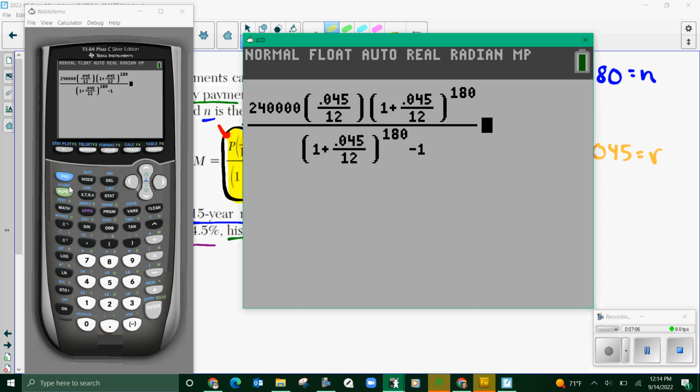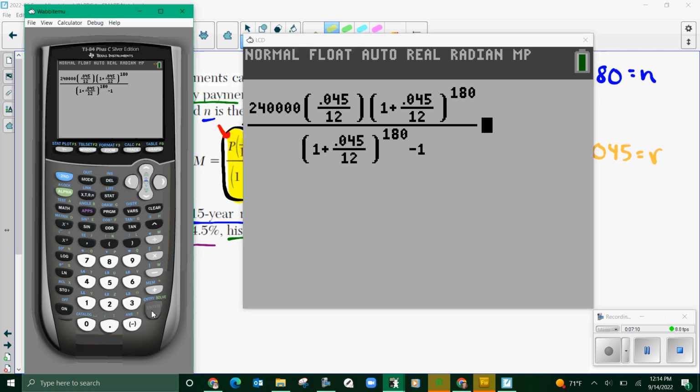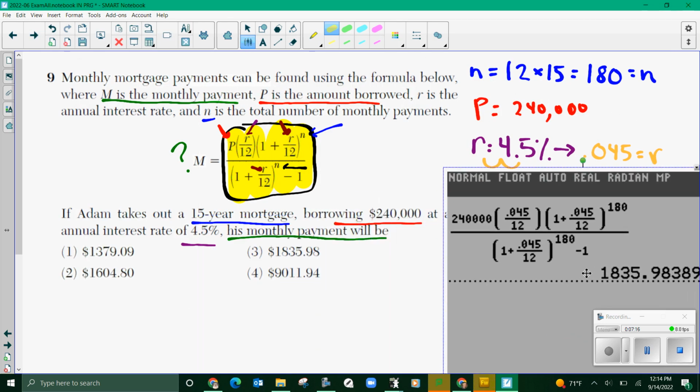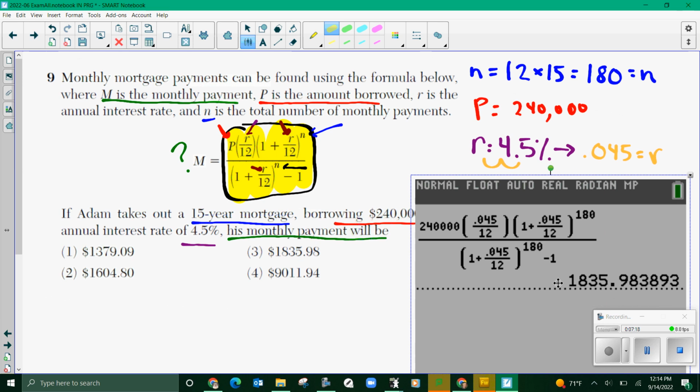For me, it's alpha y equals. Okay. Enter. There it is. Pull this out here. There you go. $1,835.98. That, to me, looks like choice 3. That's my answer.